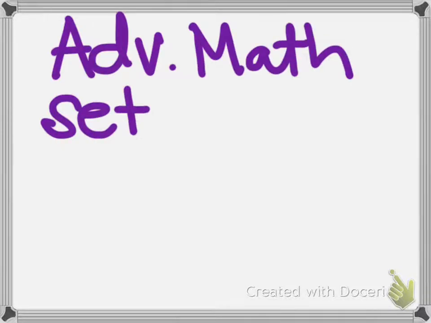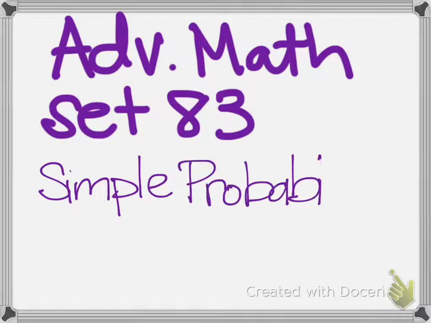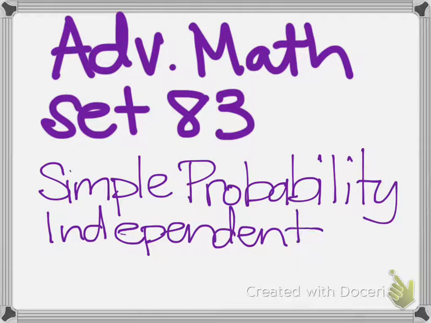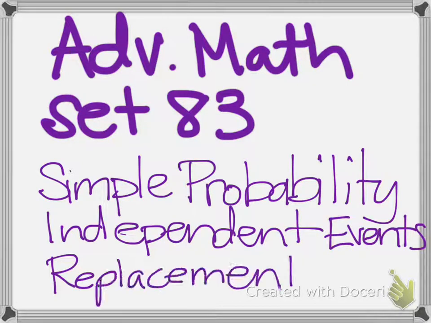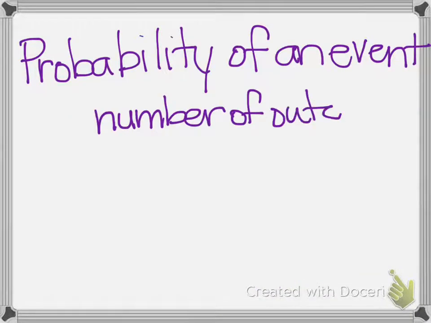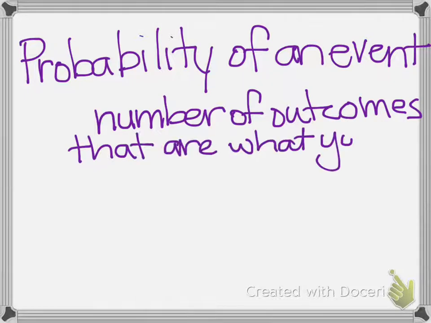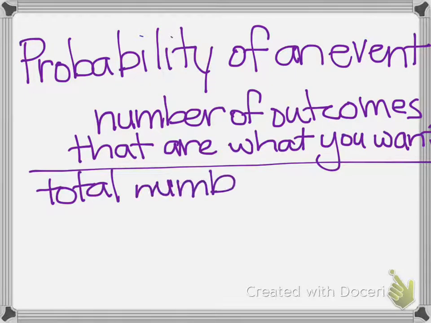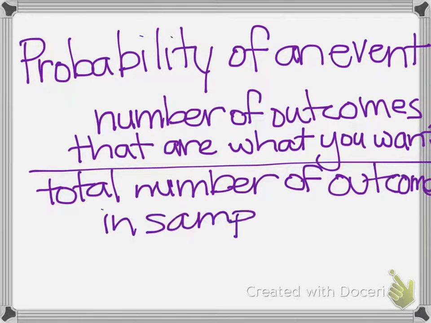Okay, this is Advanced Math Set 83: Simple Probability, Independent Events, and Replacement. So first of all, we'll review probability of an event. Probability is the number of outcomes that are what you want out of the total number of outcomes in the sample space.